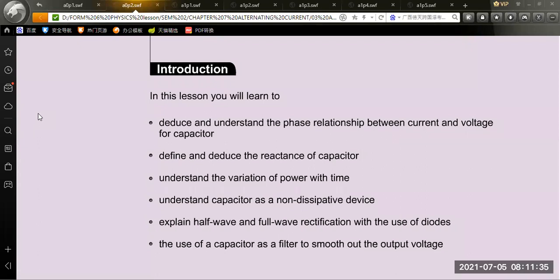In this lesson, you will learn objective one: deduce and understand the phase relationship between current and voltage for a capacitor. Objective 2: define and deduce the reactance of a capacitor. Objective 3: understand the variation of power with time. And objective 4: understand the capacitor as a non-dissipative device. Today we'll focus on the first objective.